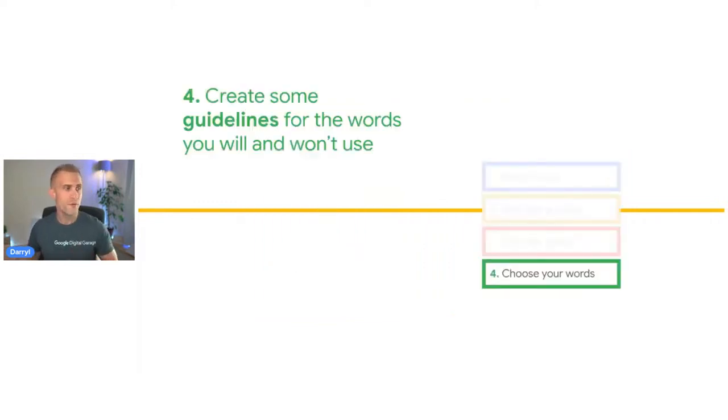We'd love to know. Number four is to create some guidelines on the words that you will and will not use. This is something that all major businesses and companies will do. But regardless of whether you're a sole trader, a small team, or quite a large team, we need to establish how you and your team are going to communicate on social media.